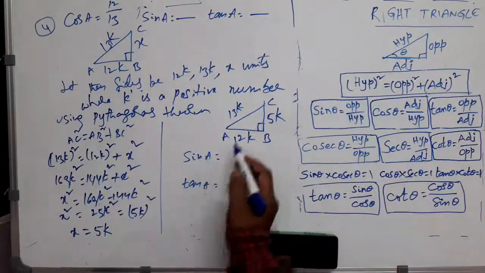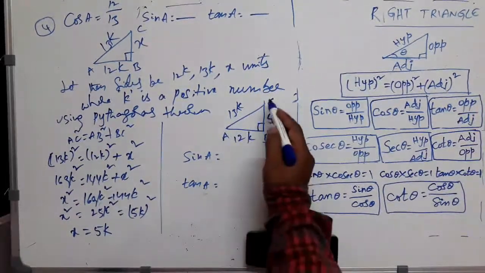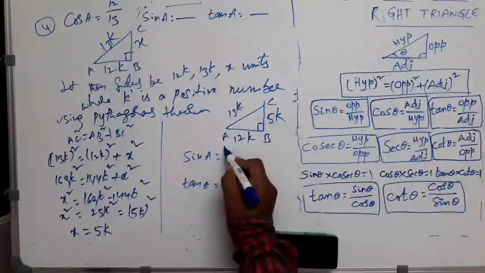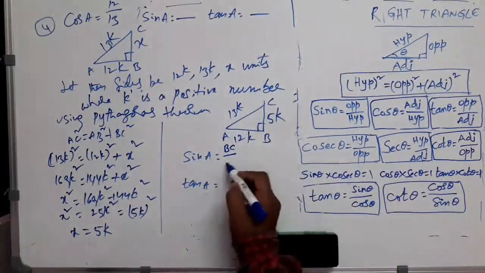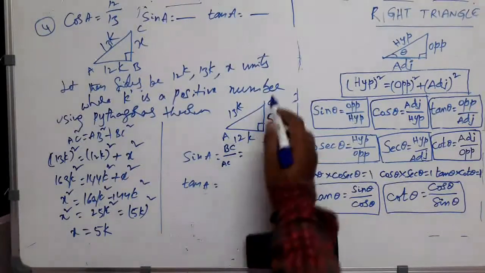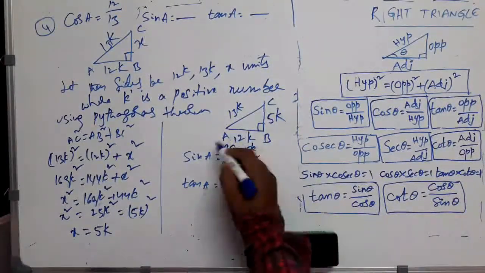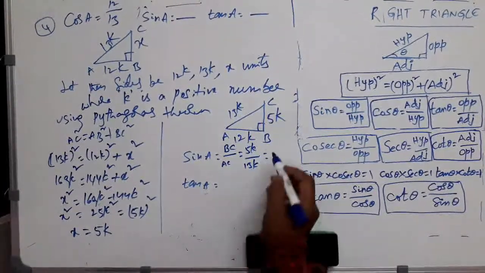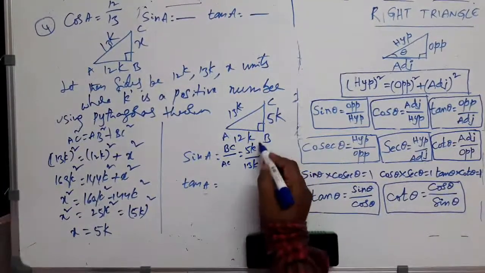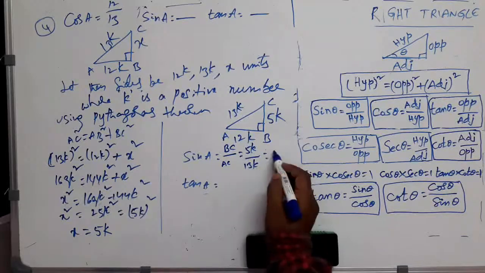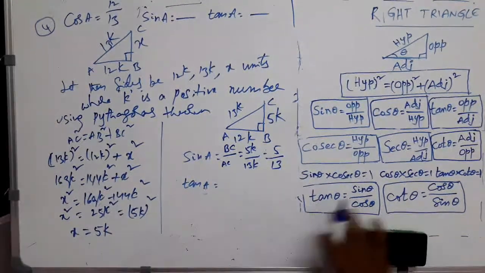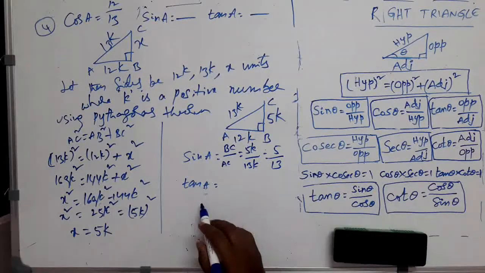Yes, tell me, what is sin A? What is angle A? Sin is opposite side by hypotenuse formula. Opposite side is BC divided by hypotenuse AC. That is 5k divided by 13k. Of course, k gets cancelled. What will be remaining? 5 by 13.